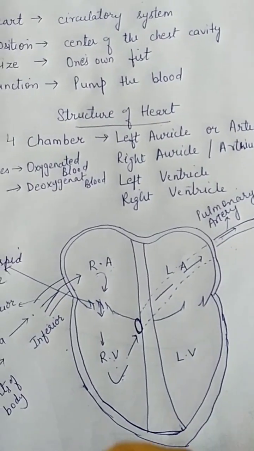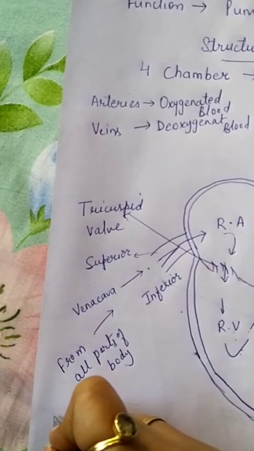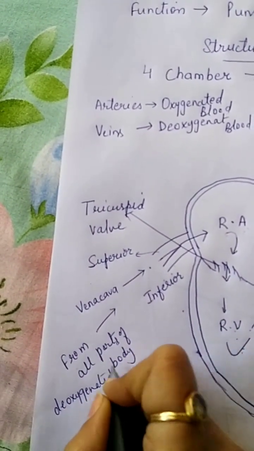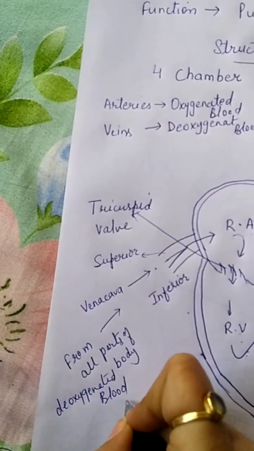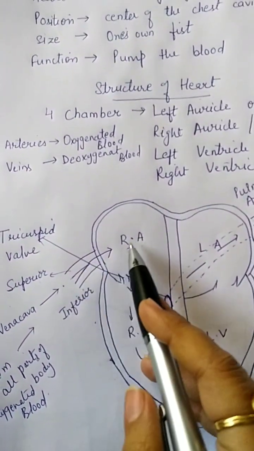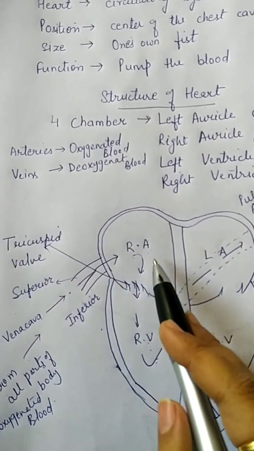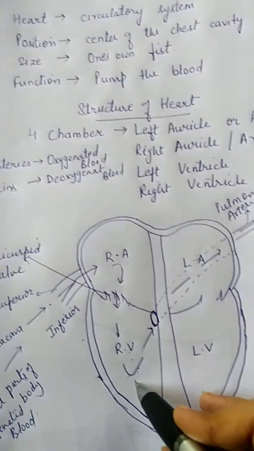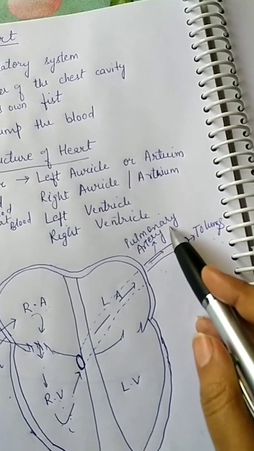Okay, so deoxygenated blood from all body parts, that is the blood which is rich in carbon dioxide, goes to the right atrium through vena cava. From right atrium, it flows to the right ventricle through tricuspid valve. From right ventricle, it flows to the lungs through pulmonary artery.